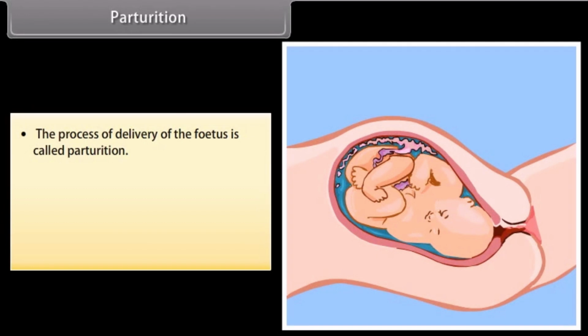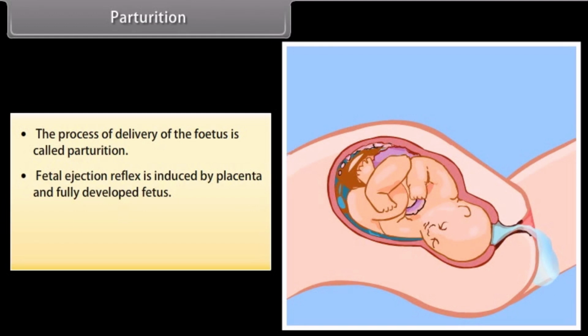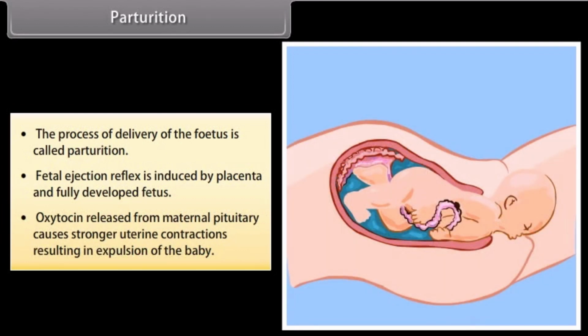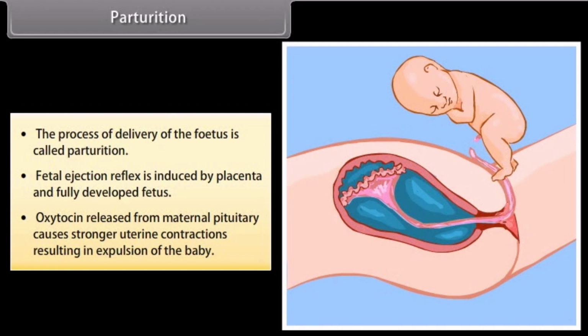Parturition. The process of delivery of the fetus is called parturition. Fetal ejection reflex is induced by placenta and fully developed fetus. Oxytocin released from the maternal pituitary causes stronger uterine contractions, resulting in expulsion of the baby.